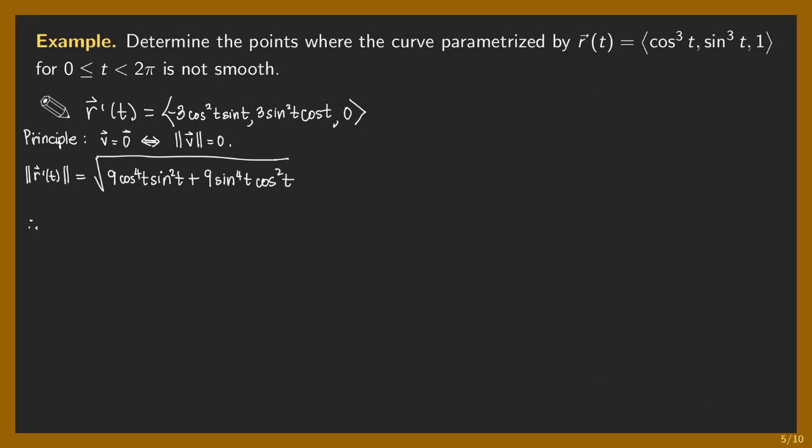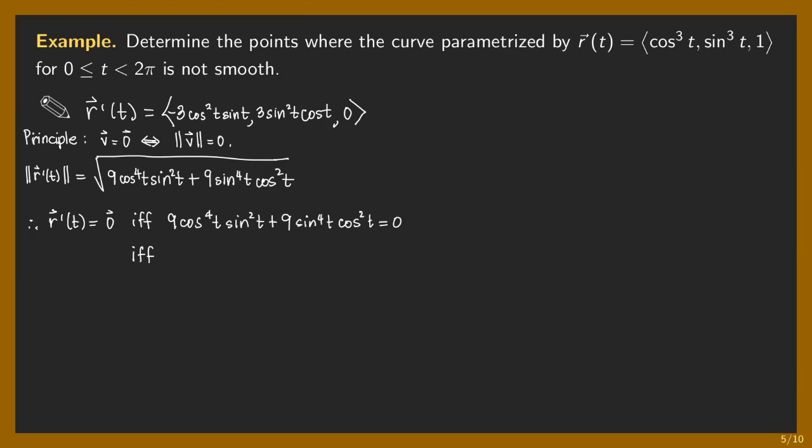So therefore, the vector derivative is 0 if and only if this norm is 0, but you can ignore the square root sign. So 9 times cosine to the 4th t sine squared t plus 9 sine to the 4th t cosine squared t has to be 0. For that to happen, we will solve.